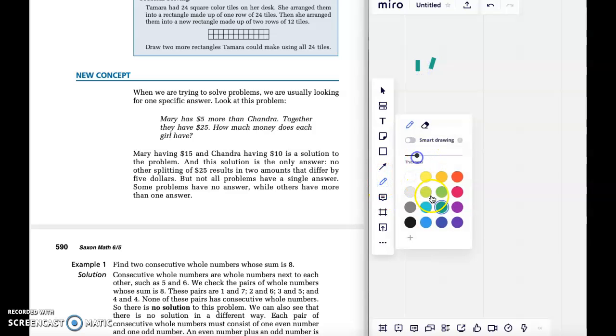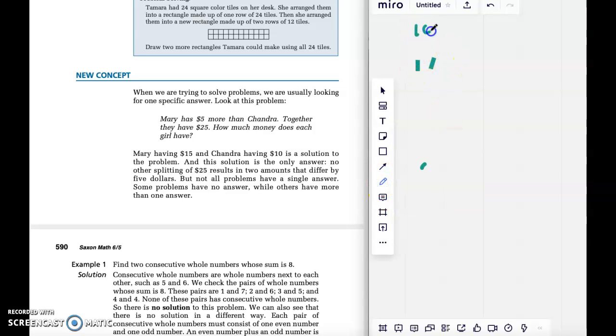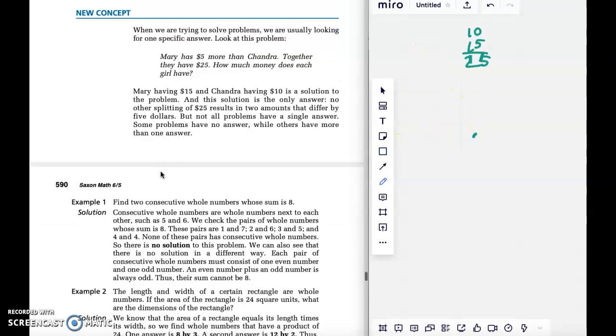Sorry about that. All right, so you've got 10 and you've got 15, right? $15 is $5 more than $10, and the sum would be 25. So that seems to make the most sense. There's really no other way that we could do this where Mary has $5 more than Chandra. Okay, so let's go on to just the first example.